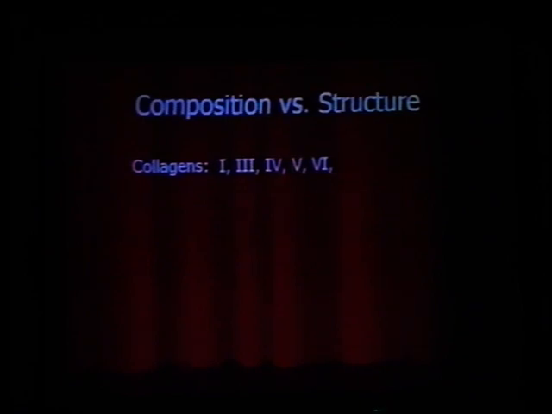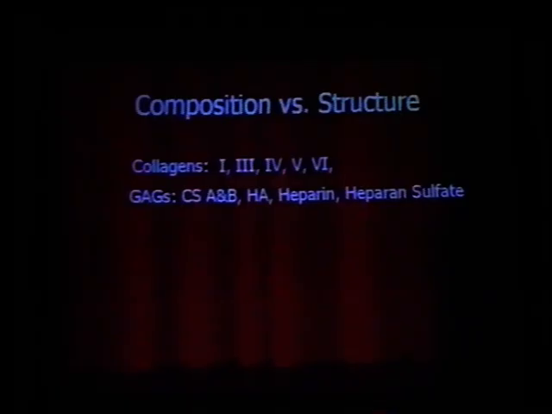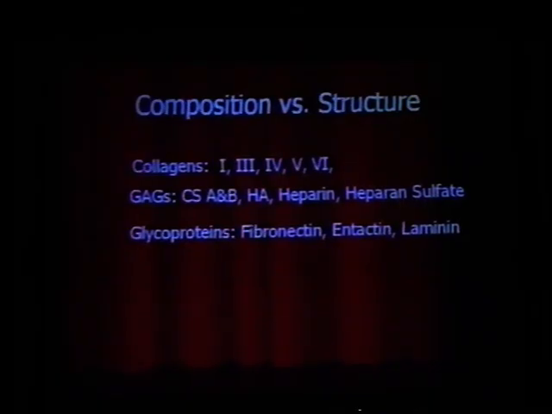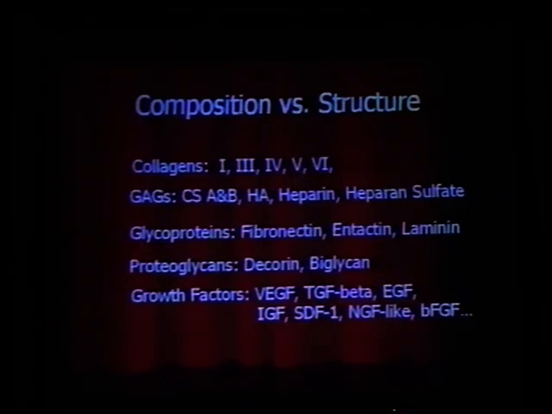But we know for sure that this list is going to look familiar to you, to Dermagraft. There's collagens 1, 3, 4, 5, and 6 in SIS. We know these for sure. There's at least 5 glycosaminoglycans: chondroitin sulfates A and B, hyaluronic acid, heparin, and heparan sulfate. And we quantify these things. We know how much of each of them there are. We know that there's glycoproteins like fibronectin, tenascin, and laminin in it. There's proteoglycans, decorin, biglycan. And the following growth factors is only a partial list: VEGF, TGF-beta, EGF, IGF, SDF-1, there's an NGF-like factor, basic FGF, and the list goes on. And we quantified all these things.